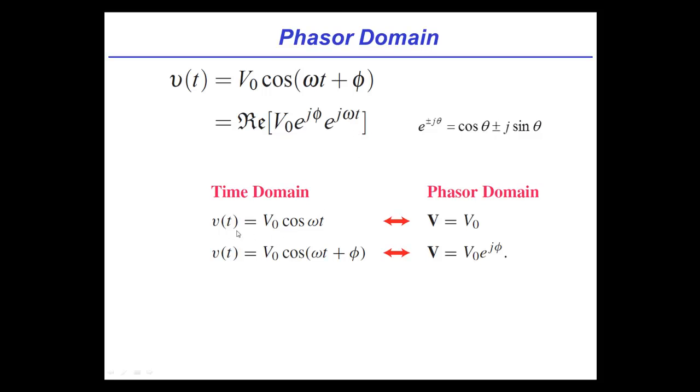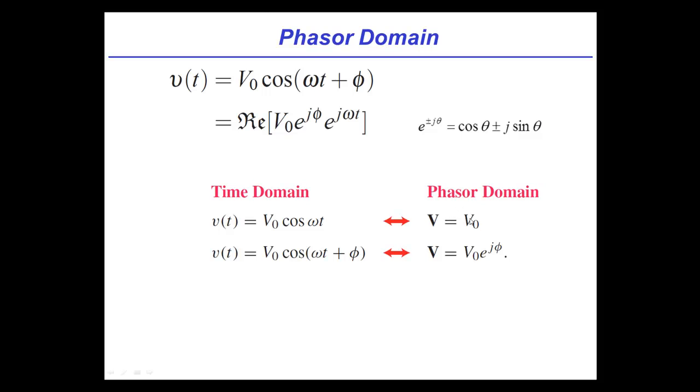So here is a time domain example. This is a time domain voltage with no phase shift. The phase happens to be 0. So I just get V0 cosine omega t. In the phasor domain, this is gone. This is 1, because that's 0. Right. We're ignoring this. So our phasor is going to be the thing we take the real part of. It's just going to be V0.